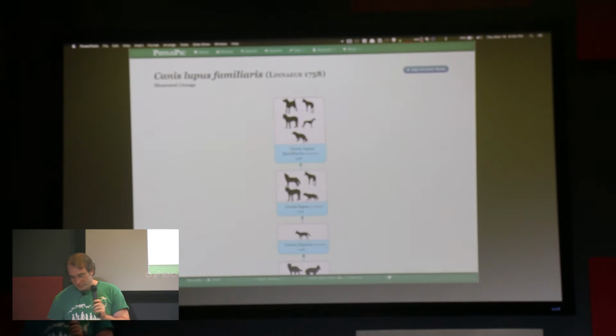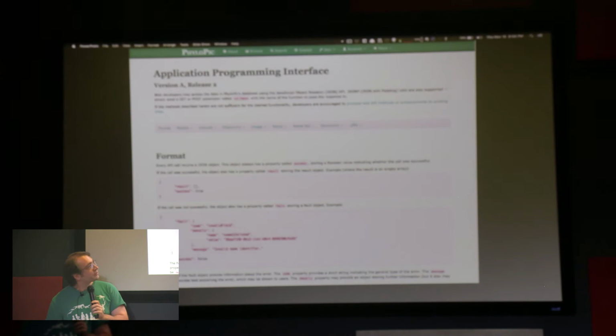Now, if we just get back to PowerPoint. There we go. PhyloPic also includes an open API, so that developers can access all of that taxonomic information and find silhouettes.